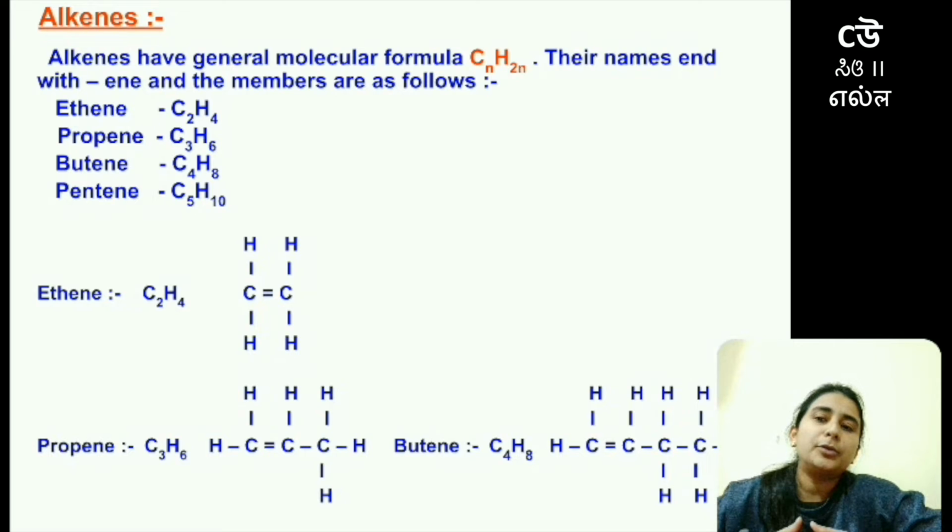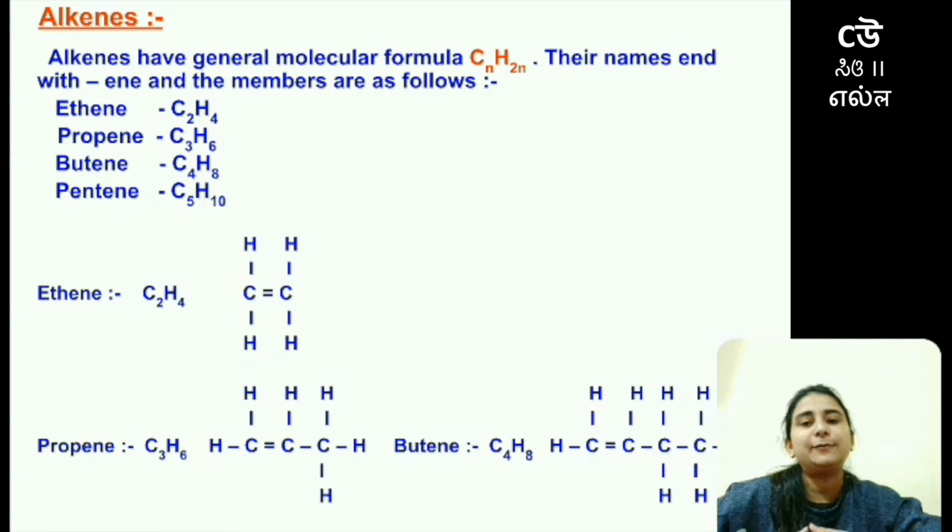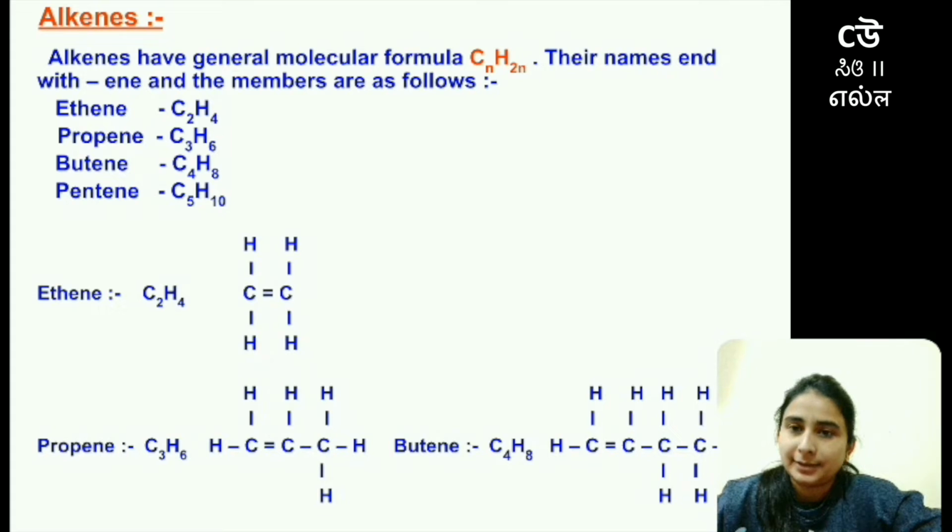So if we talk about what should be the structural formula of ethene, since its molecular formula is C2H4, you will first place both the carbon atoms, you will place the double covalent bond, and following that you will place the 4 hydrogen atoms.